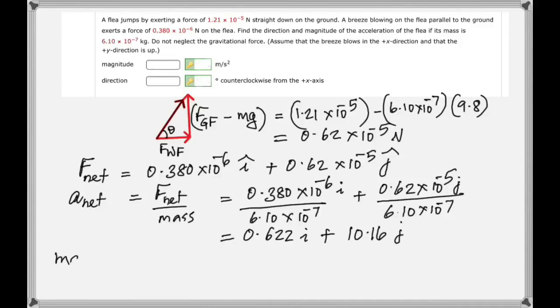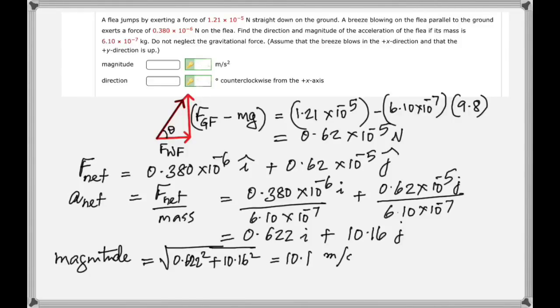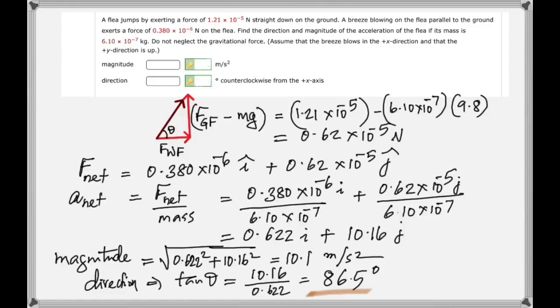So once you obtain the vector, find the magnitude. And then find the direction, finding tan theta as the y coefficient divided by the x, right? Which gives you 86.5 degrees.